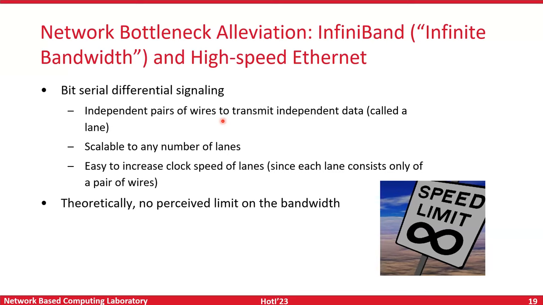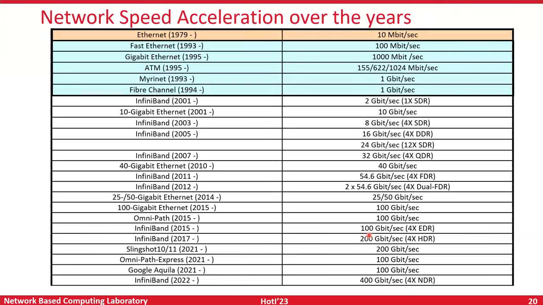Now you have two degrees of freedom. I can have any number of lanes, and within each lane, I can control the speed. And if I can do that, then depending on the demand, I can keep on increasing the number of lanes or increase the bandwidth of an individual lane. Then there should not be any perceived limit on the bandwidth, and that's how we can get that infinite speed. So now let's take a concrete look at how that happened.